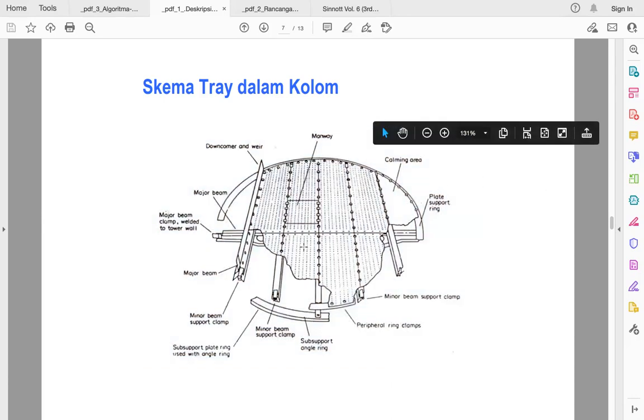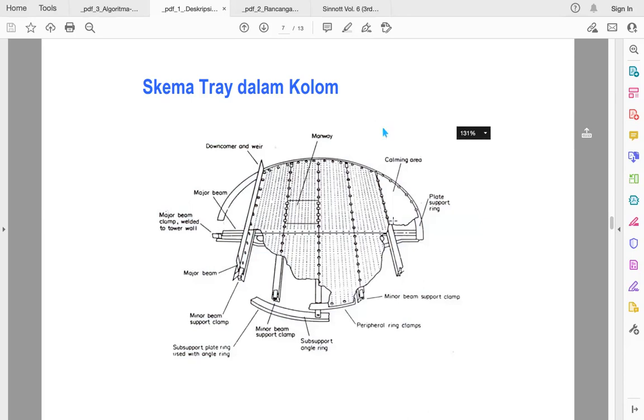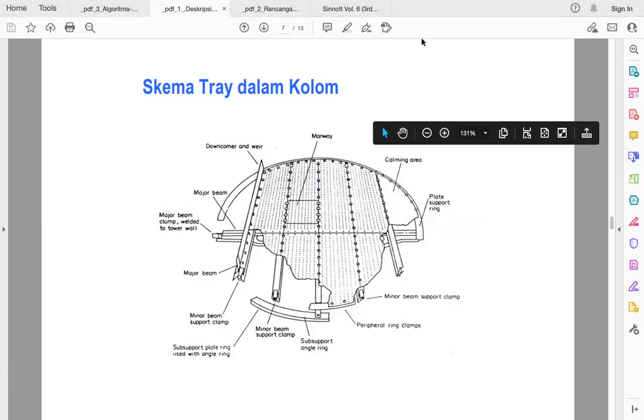And there's also the ratio, you have to check it with the book, but the ratio between the diameter and the height is around 10. So if you have a diameter of 1 meter, the height should be 8 to 10 meters.